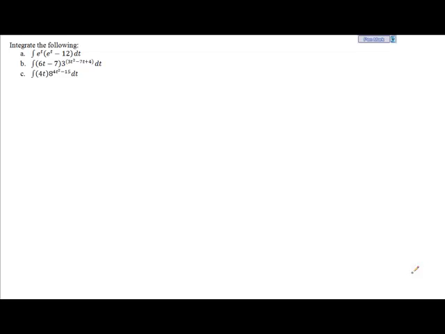We're asked to integrate the following in this problem, and we're going to use integration by substitution. Now, in this first problem, e to the t times e to the t minus 12, we've got to select a u and a du. Since we know the derivative of e to the t is actually e to the t, we will select this to be u.